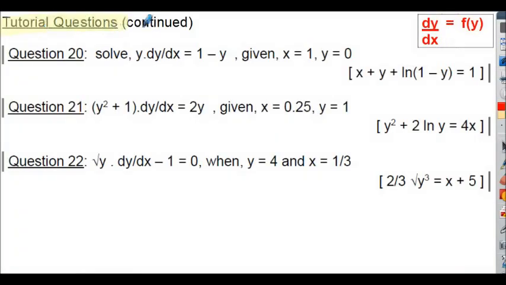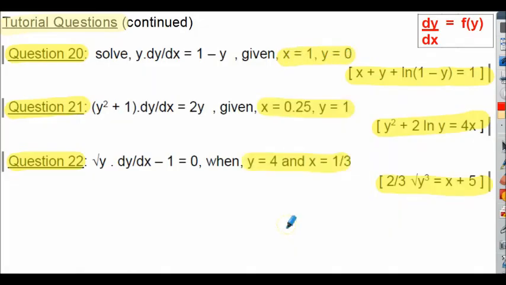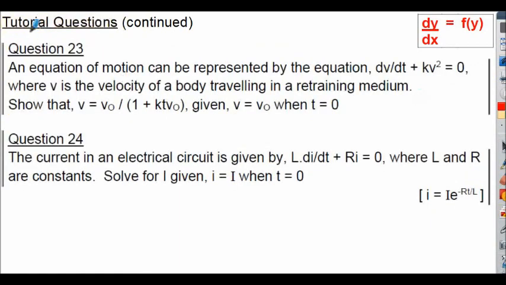Tutorial questions continued. Question 20, question 21, question 22. Again, answers are shown in these square brackets on the right hand side. Just note with these three questions we are given initial conditions to consider, which means we'll be able to evaluate the constant of integration. In other words, there's no constant of integration in these final solutions. And tutorial questions continued. Question 23 and question 24 are descriptive questions, but essentially the same approach is applied to all questions.